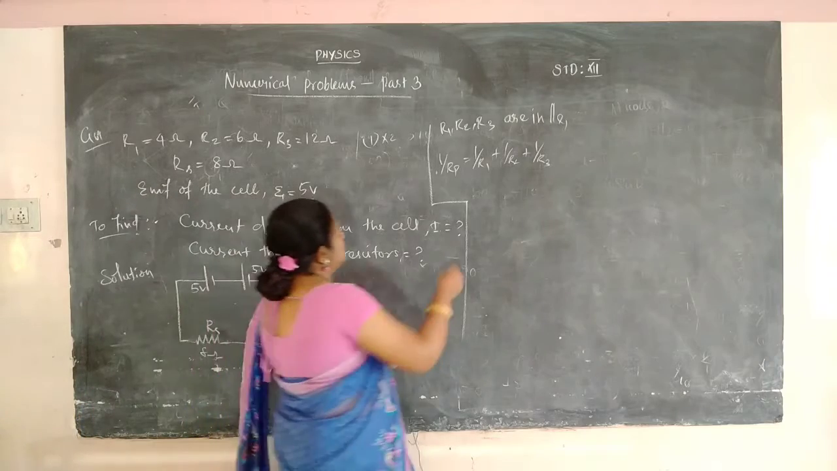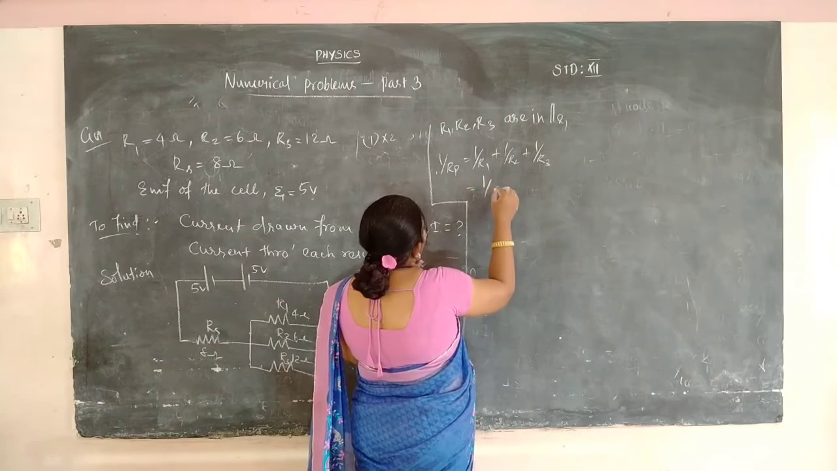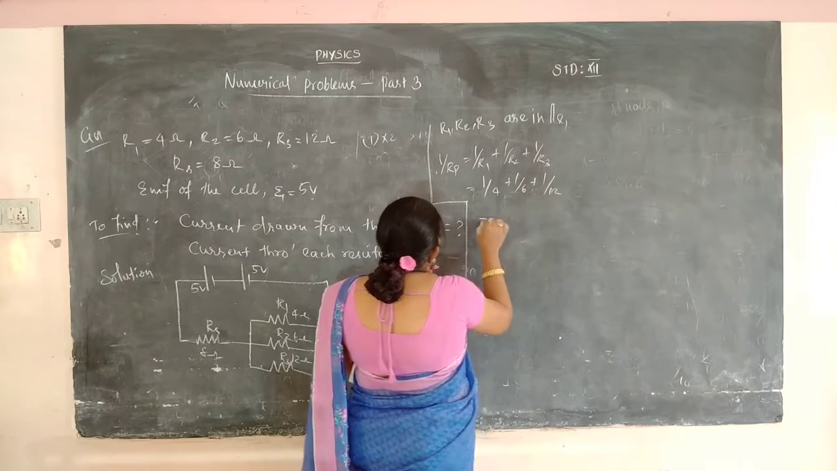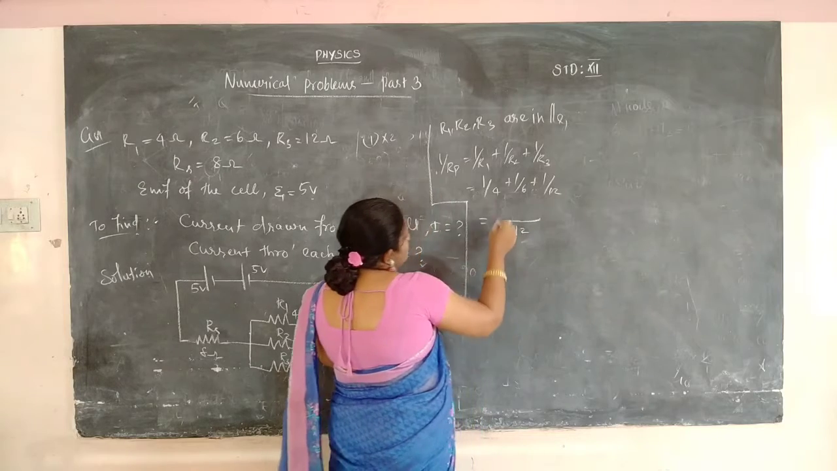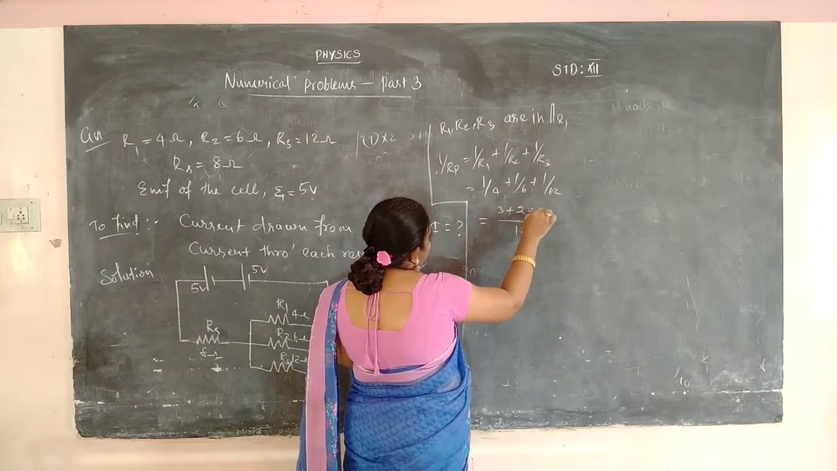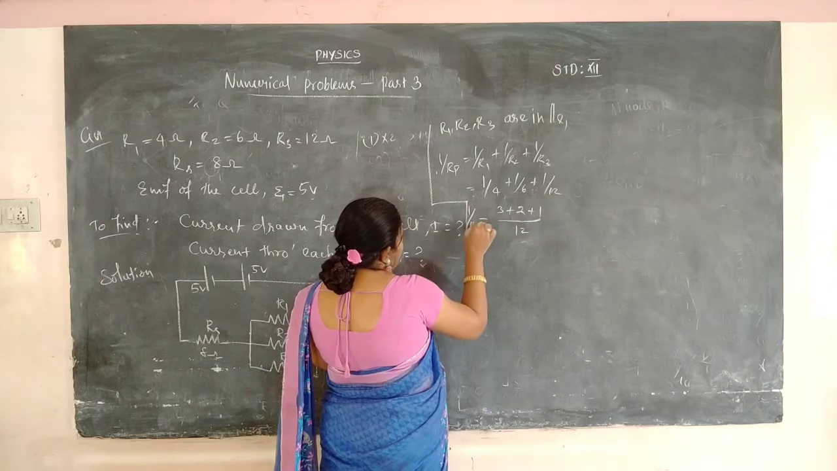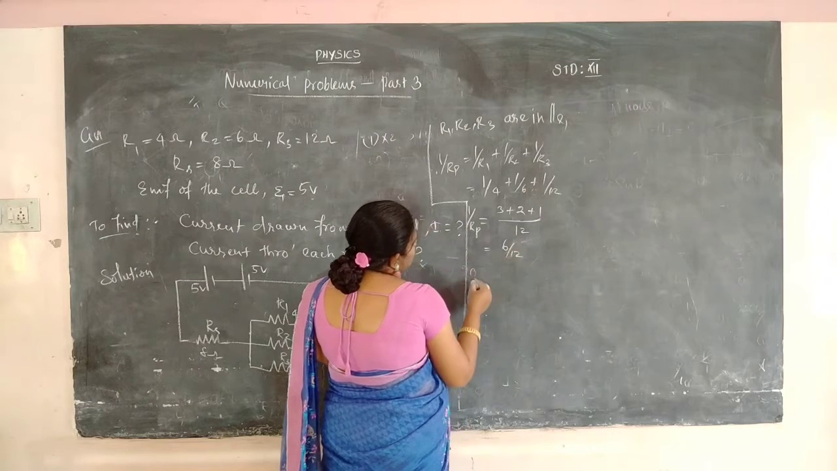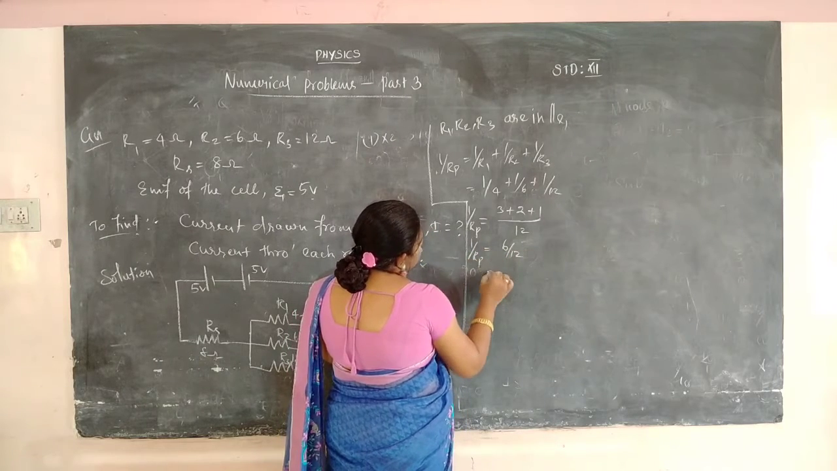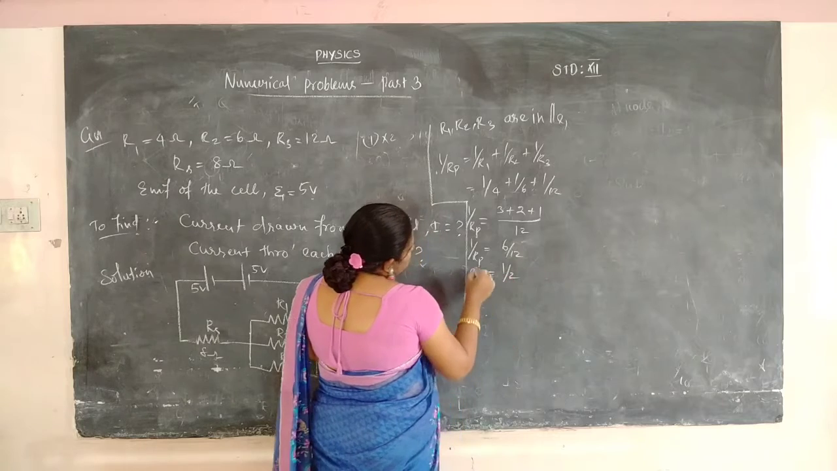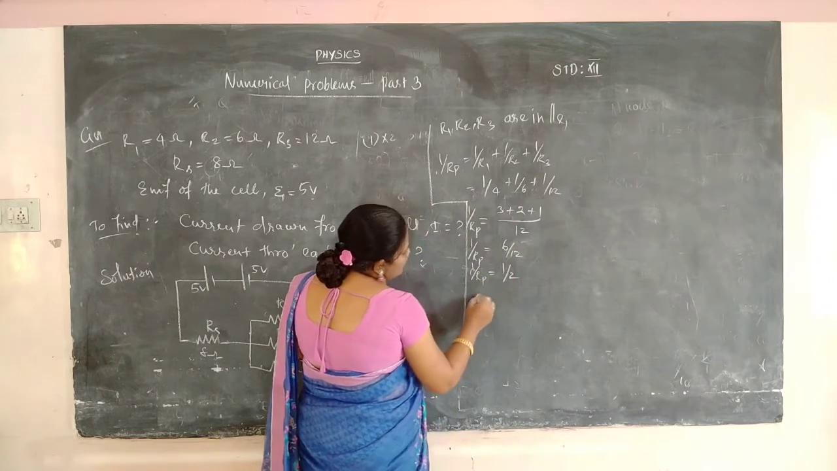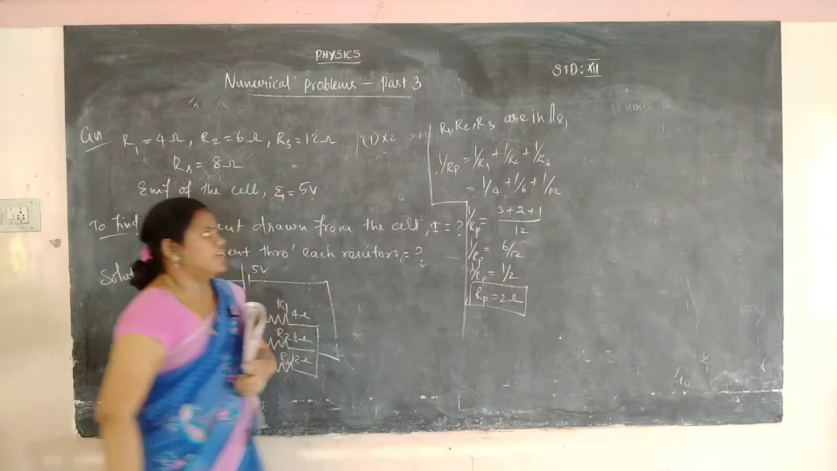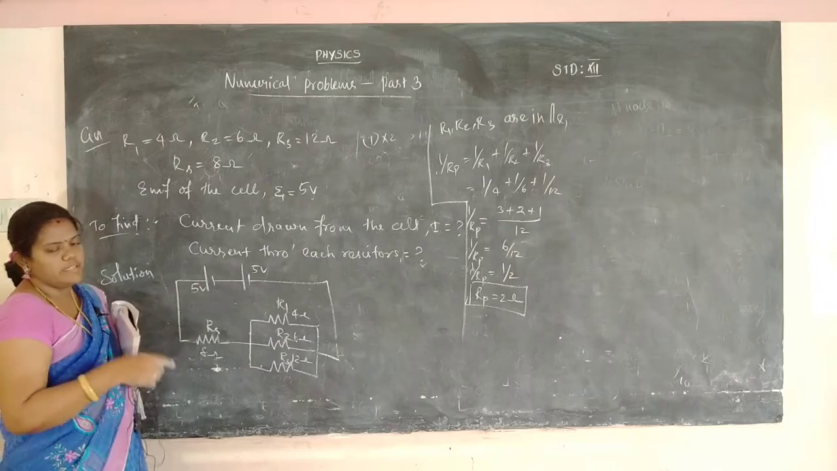What is R1? 1 by 4 plus 1 by 6 plus 1 by 12. Okay, so taking the LCM 12: 3 4s are 12, 2 6s are 12, plus 1. So 1 by Rp is equal to 6 by 12, which is 1 by 2. So Rp is equal to 2 ohm. Okay, this is the effective resistance when the resistors are connected in parallel.